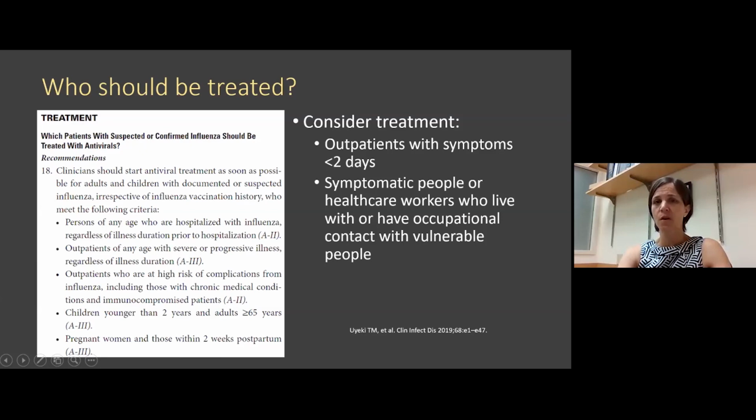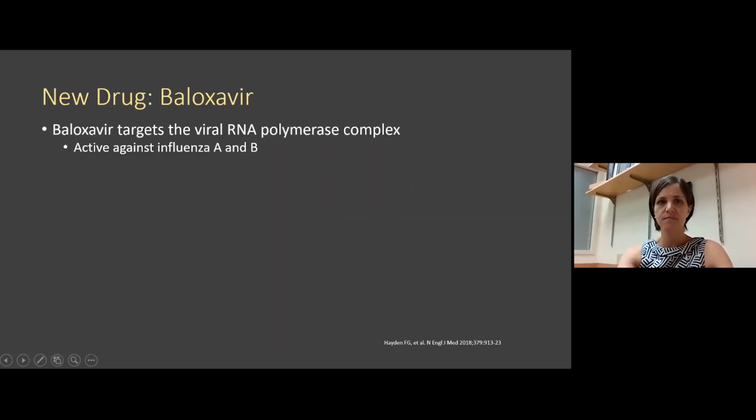You should also treat children younger than 2 and adults over 65, and pregnant women up to 2 weeks postpartum. So the people that you don't have to treat, but you can consider it, is outpatients with symptoms for fewer than 2 days, or symptomatic healthcare workers who live or have frequent occupational contact with very vulnerable patients. So for example, an oncologist who comes down with the flu would be somebody in whom you would consider treating, since they've had frequent contact with vulnerable patients.